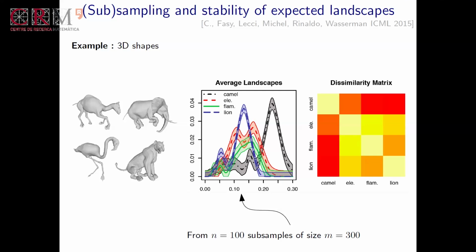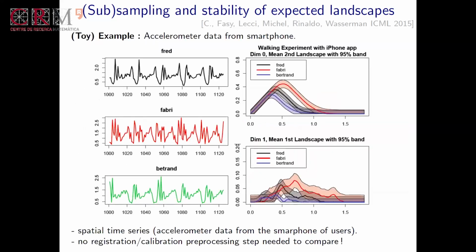That's just an illustration. That's clearly not the best way to distinguish these four animals. In particular, if you are in front of a lion, don't start telling him, I'm going to sample you several times and compute the average landscape to be sure that you are a lion. This could be a sad story.